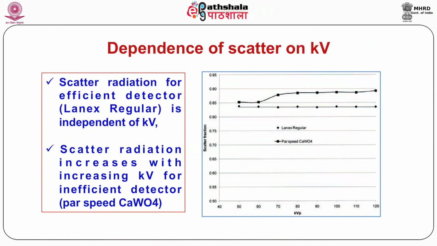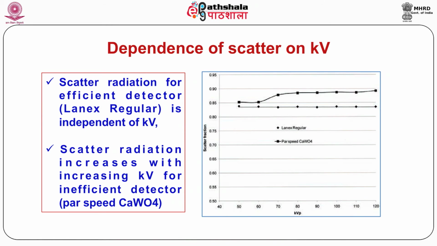The magnitude of the scattered radiation depends on the kV setting as well. However, this is the case for inefficient image receptors only. The figure shows the variation of the scatter fraction with kV setting in the case of irradiation of a 20 cm thick phantom using a 30 cm by 30 cm X-ray field, for the Kodak Lanex Regular, an efficient rare earth system, and the par speed calcium tungstate, an inefficient detector system.